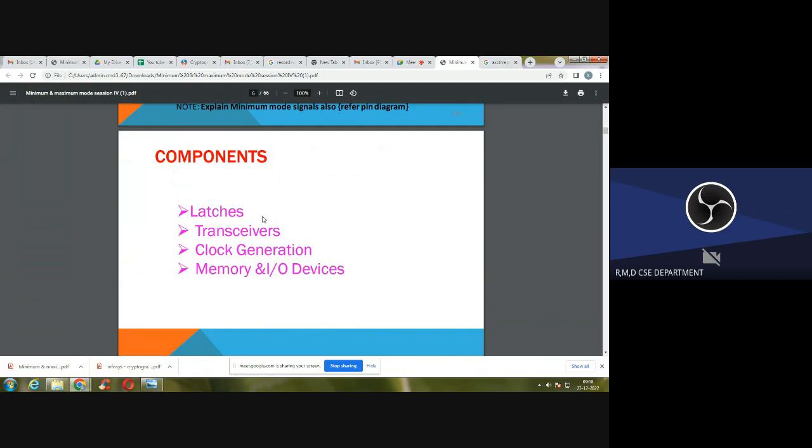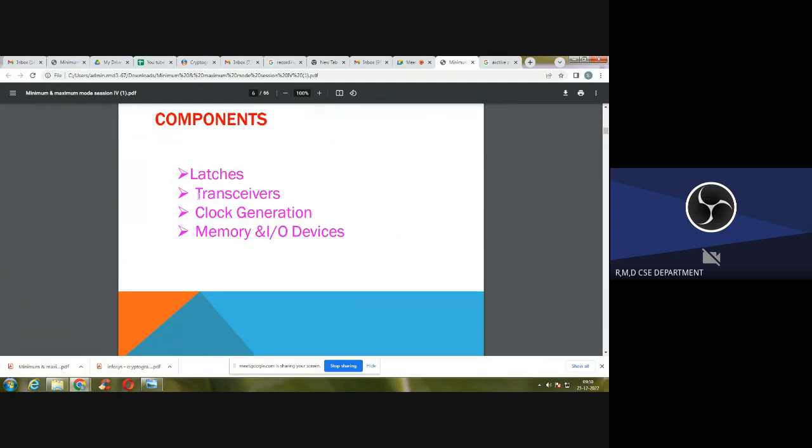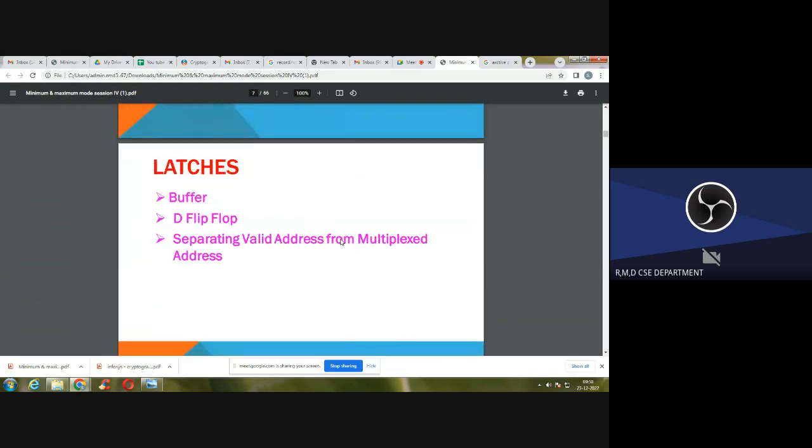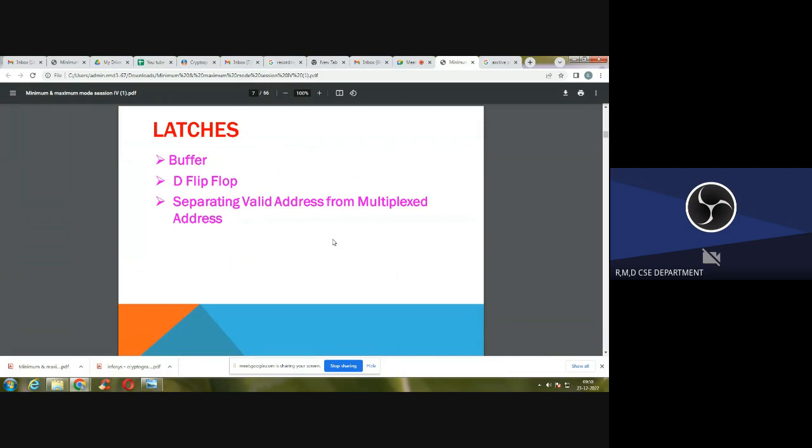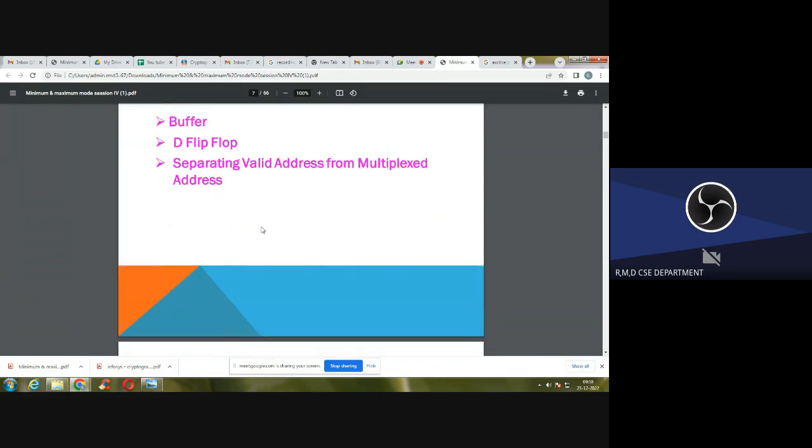Here we will discuss the basic components in the minimum mode. There are 4 basic components in the minimum mode. One is the latches, the second is the transceivers, the third is the clock generation, and the fourth is the memory and IO devices. First, what do we mean by latches? The latches act as a buffer. We are already familiar with the buffer, which is a temporary storage area connected to D flip-flops. The main thing is that it separates the valid address from the multiplexed address.